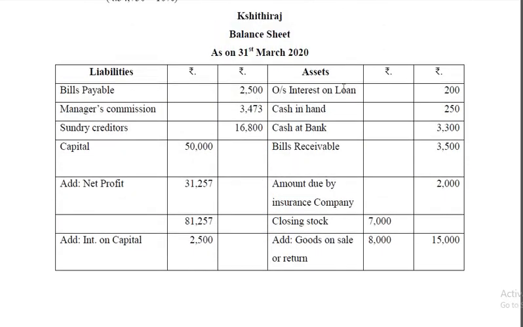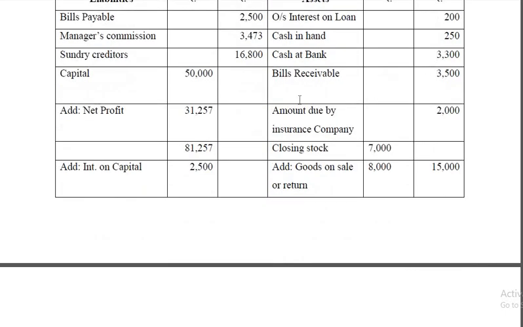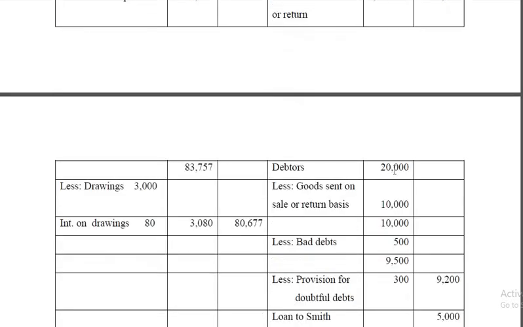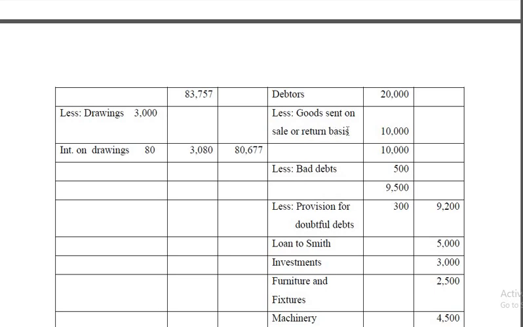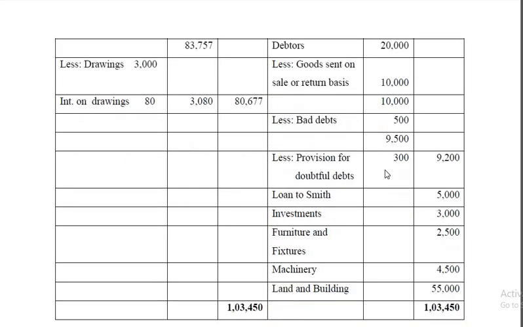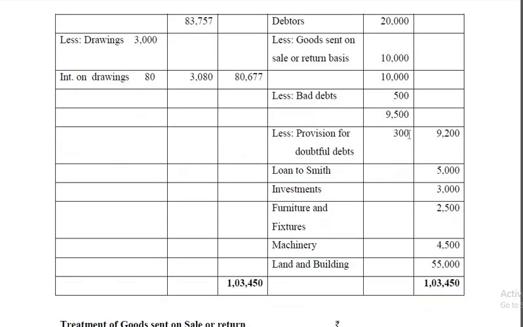Come to the balance sheet. Outstanding interest on loan. Already you came to know, out of 500, 300 is received, 200 is outstanding. Cash in hand, cash in the bank, bills receivable, and then amount due by insurance company. So that is the amount admitted by them. Closing stock 7,000. To that you are adding goods sent on sale or return basis at cost price 15,000. Debtors 20,000. Less goods sent on sale or return basis 10,000. Selling price. Bad debts should be deducted, and new provision for bad debts should be deducted. So 9,200 is the difference.